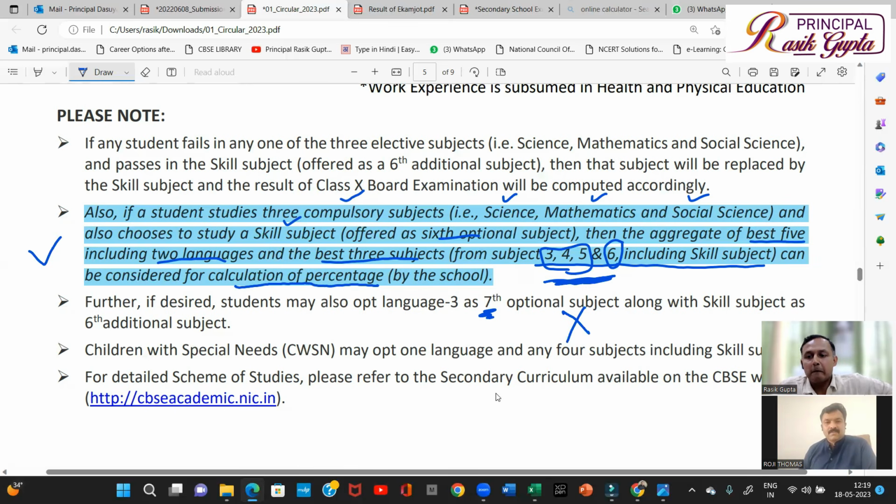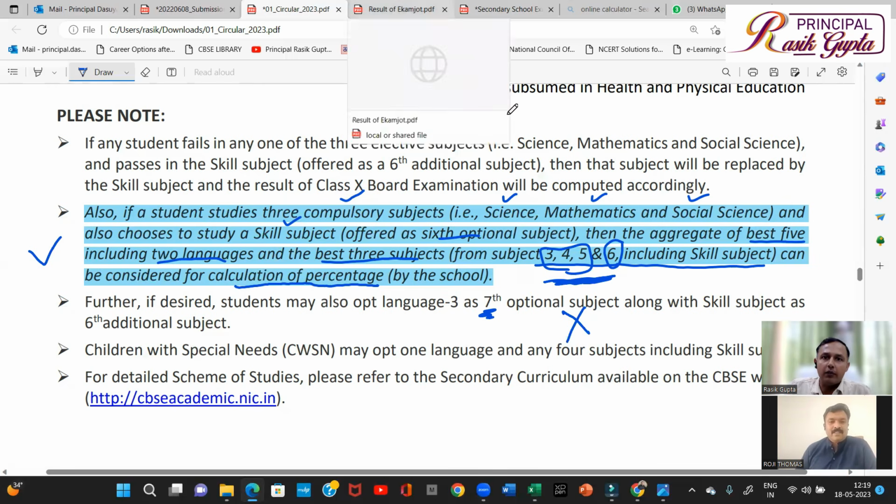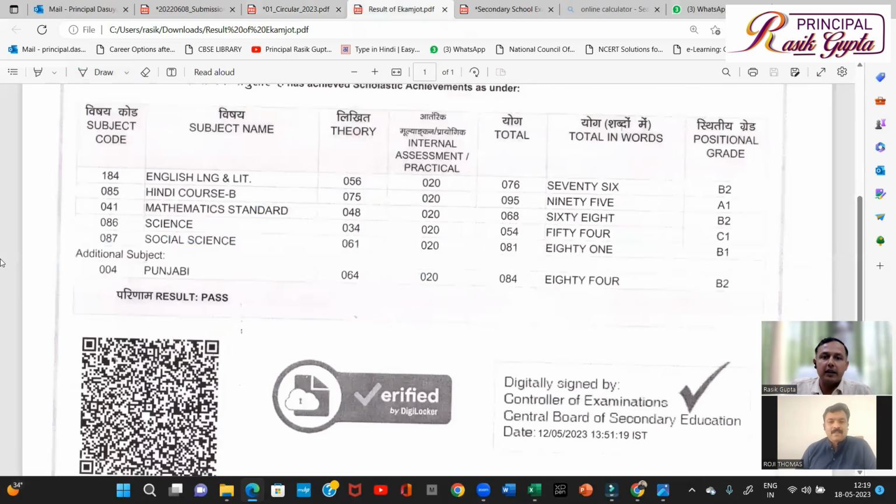Right, sir? Yes, yes. Absolutely right. And I will show you one more example of one more result card. Here, if you see in this result card, the 6th additional subject is not offered by the school. Punjabi is the 7th optional language. So this has come in the category of additional subject.